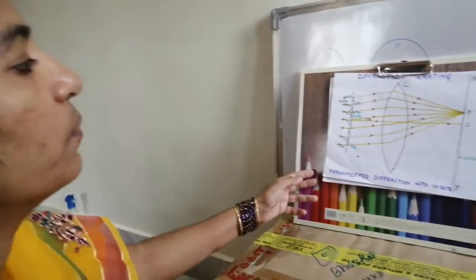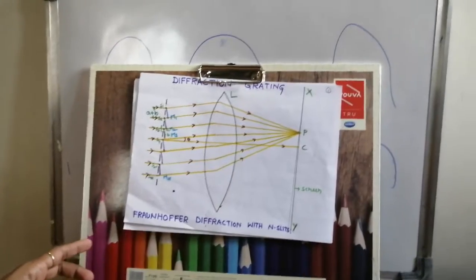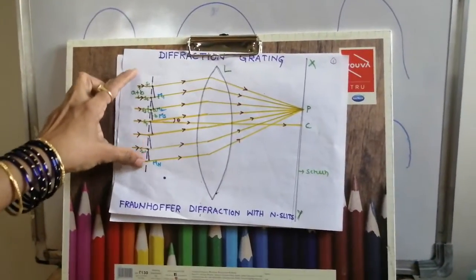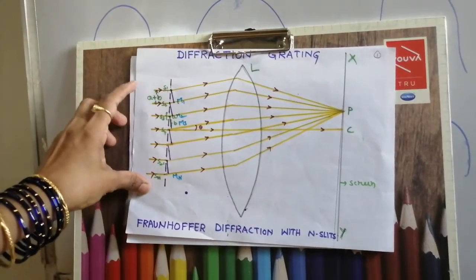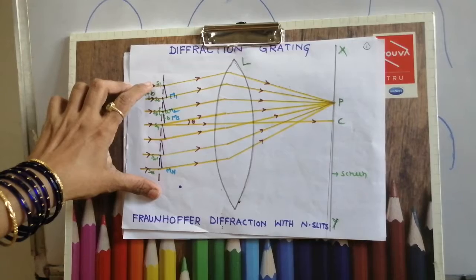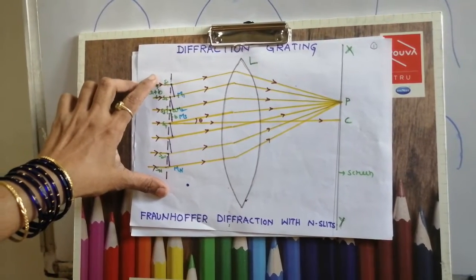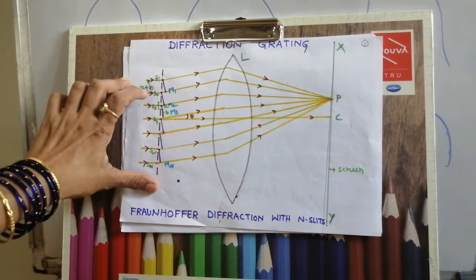Class, let us discuss diffraction grating. It is also known as Fraunhofer diffraction with N slits. This is the picture of the diffraction grating. Here we are taking N slits, and the slit width is a, the same as in earlier cases, single slit and double slit, and b is the separation between the slits.